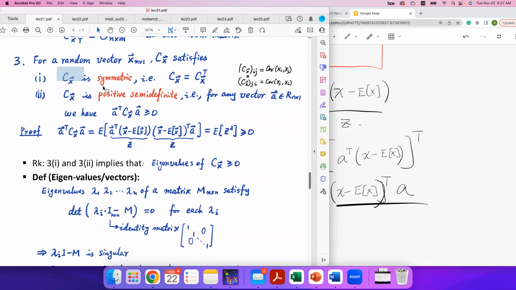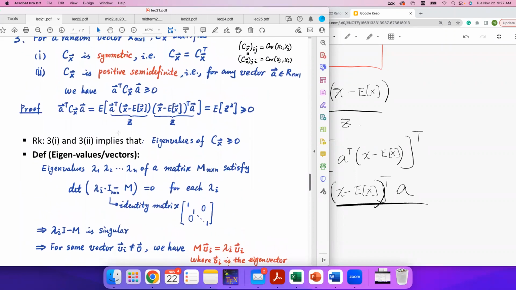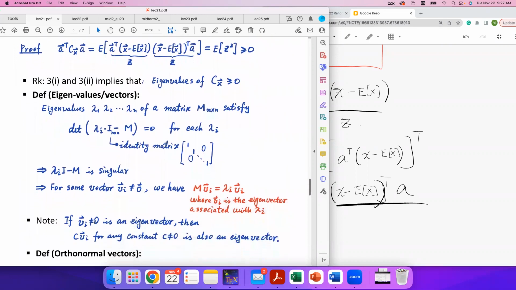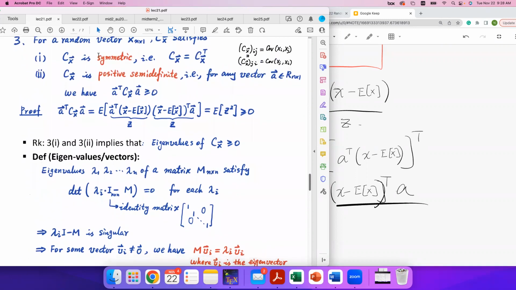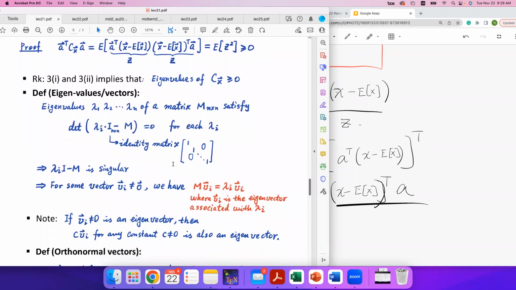And because of that, in linear algebra, we know that if a matrix is symmetric and positive semi-definite, this is a very, very nice matrix. And we can do eigen decomposition. So we can introduce the eigenvalues and eigenvectors of this matrix. All these are very standard tools from linear algebra. So this is like a review of all these technical concepts. So, for any symmetric and PSD matrix, we can define its eigenvalues and eigenvectors.